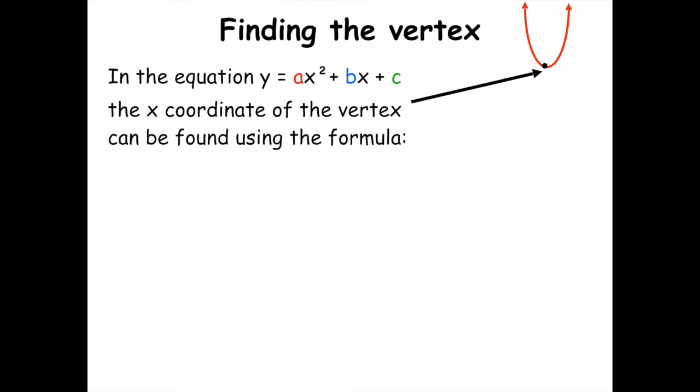The following formula is what we'll use to find the x value of a vertex. A vertex has an x and a y value, so this is the x value. It's negative b divided by 2a. Now you can start to see why we need to identify what the a value is, what the b value is, and what the c value is.